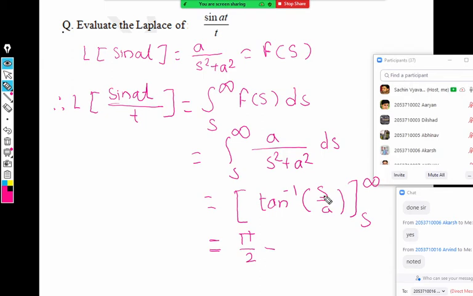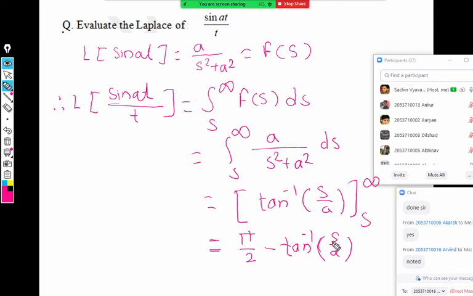Now in the lower limit, you have to replace s by s only. So it comes tan inverse of s by a. Now this is the answer. But generally for only this question, a small simplification is done, which is pi by 2 minus tan inverse. What is that answer? Pi by 2 minus tan inverse is cot inverse.